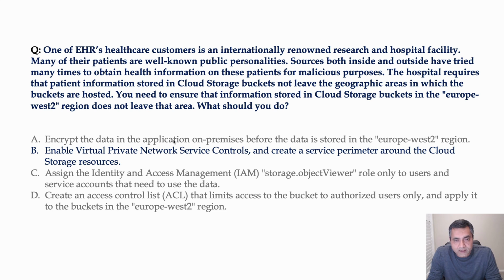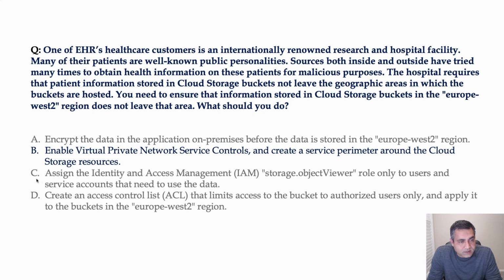Option A, encrypt the data in the application on premises before data is stored in the Europe West 2 region. This doesn't really solve the problem because encrypting the data does not stop data exfiltration. Option B, enable VPC Service Controls and create a service perimeter around the Cloud Storage resources. Now, this seems to be correct because VPC Service Controls improve your ability to mitigate the risk of data exfiltration from Google Cloud services.